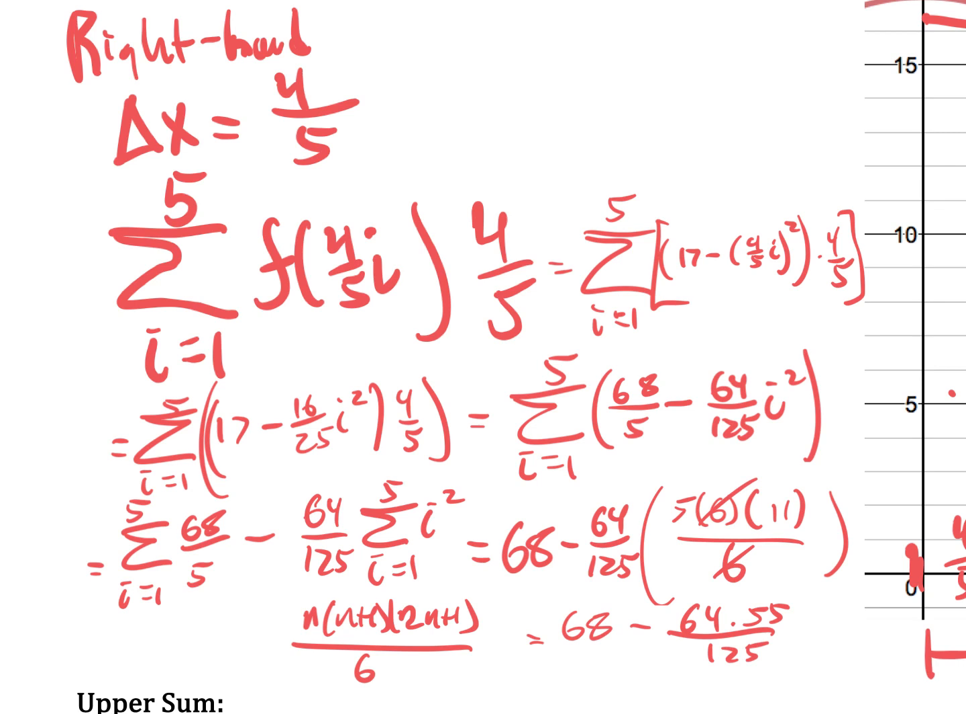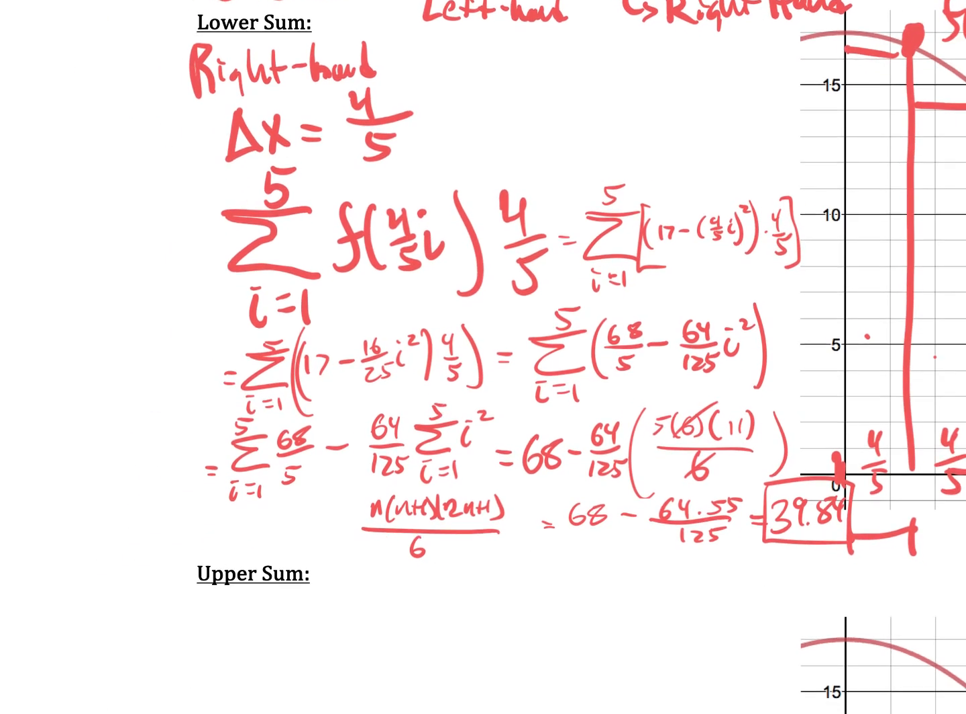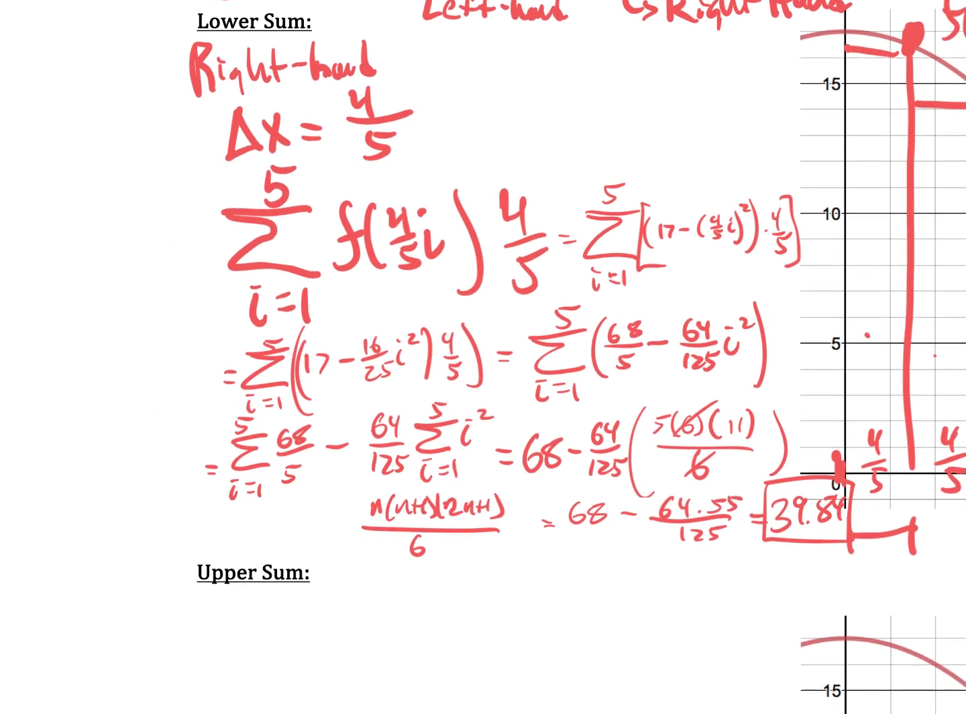Okay, and at some point here, which seems like about right now, probably good to go to our calculator, and we'll get a decimal approximation. And that comes out to be 39.84. Okay, so that's how that works. Okay, so we can do the algebra with it there.